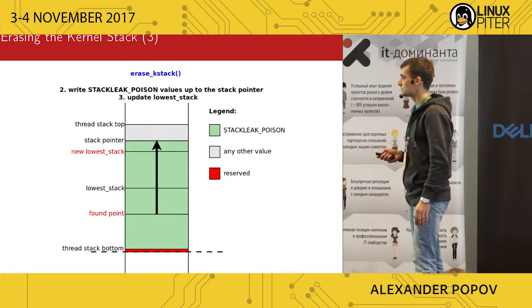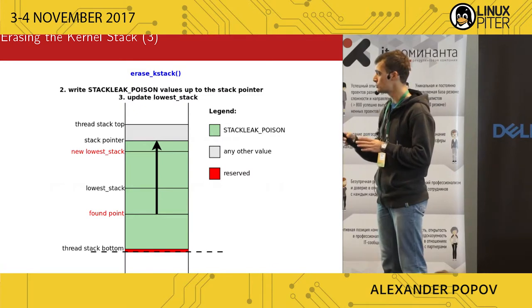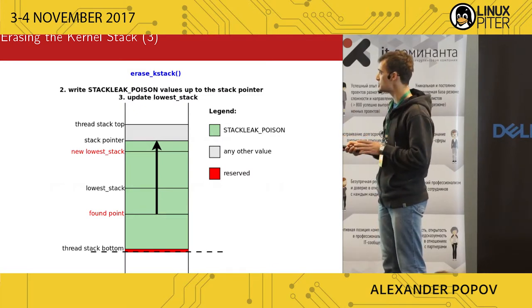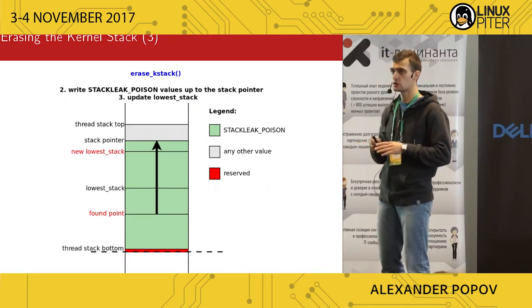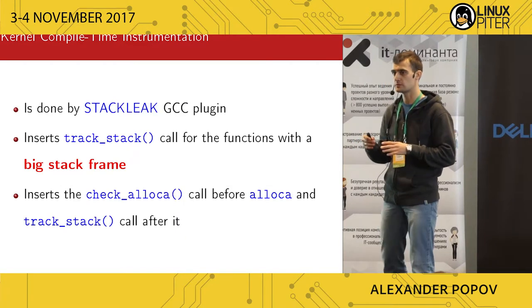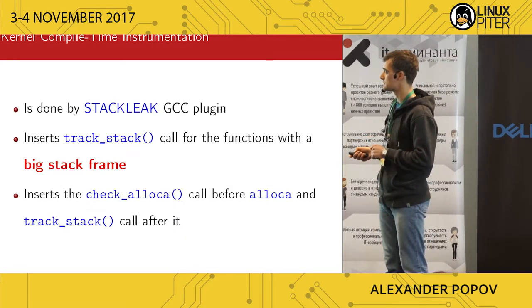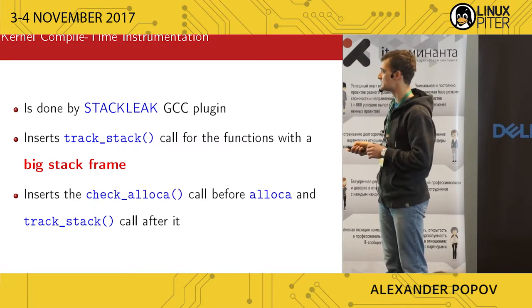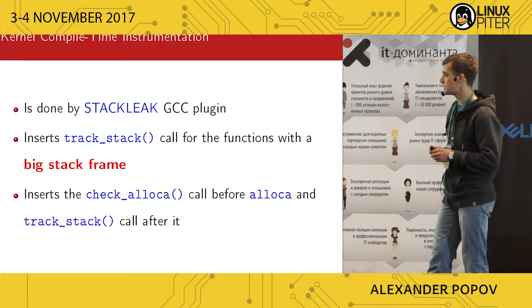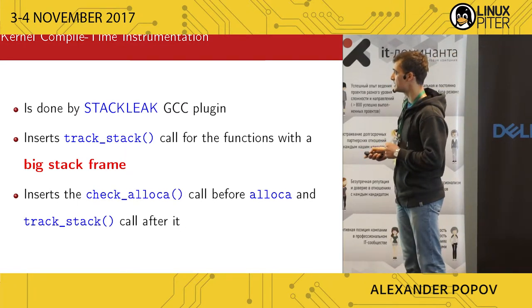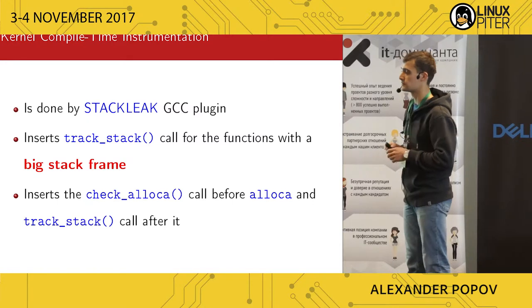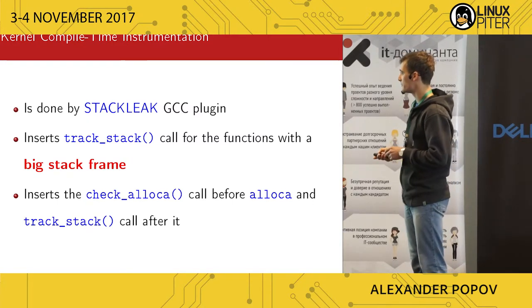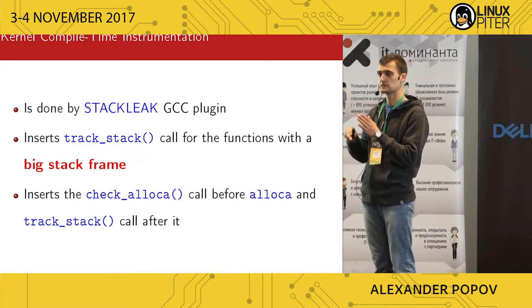And this function is inserted into the kernel code during the compilation, only into the functions which have a big stack frame, again, not to have an additional performance penalty. Only those functions will actually grow the stack down, and only these functions which have a big stack frame should call the track stack function. And second, to mitigate the stack clash attack, the GCC plugin inserts the check alloca function, which I showed you, before each allocation at the kernel stack, and track stack after it, because after alloca, our stack has grown down.